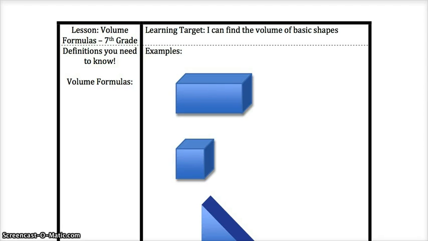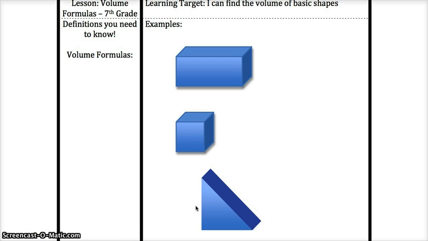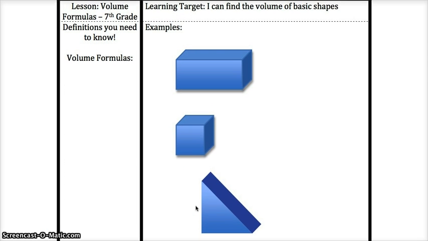Hi students, today we're looking at the volume formulas for cubes, triangular prisms, and rectangular prisms. Your learning target is: I can find the volume of basic shapes. You'll just need this paper and a pencil to complete the assignment.